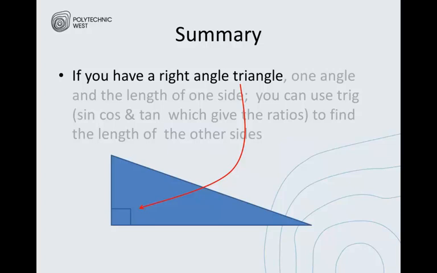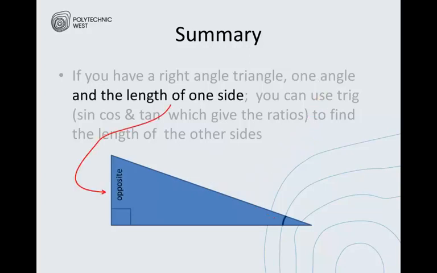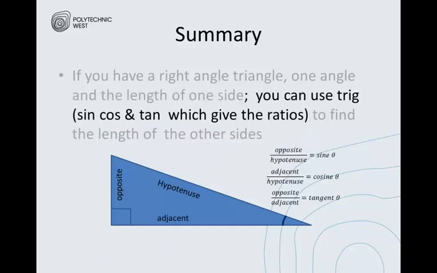So, in summary, if you have a right-angled triangle, one of the angles, either that one or this one, and the length of one of the sides, either the opposite or the adjacent or the hypotenuse, you can use the trigonometric functions to find the length of all the other sides.